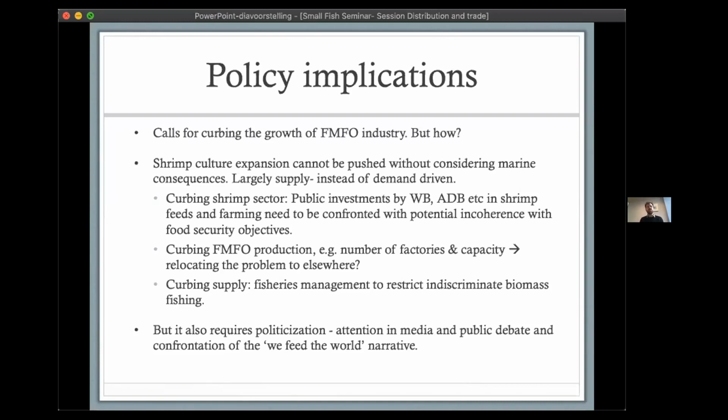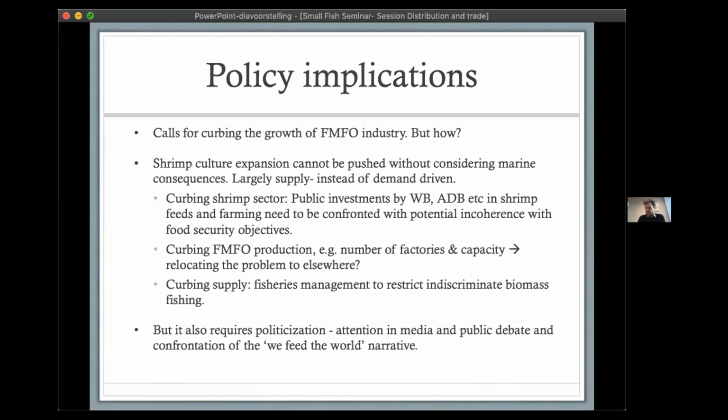Every expansion of a shrimp industry has an implication on marine fisheries as well, as long as aqua feeds have a certain amount of fish meal ingredients. And whether it's about curbing the shrimp sector, or curbing the fish meal production, or curbing the supply, so that's about fish food management, I think that's up for debate, because these are really three sectors that are completely interdependent and intertwined.